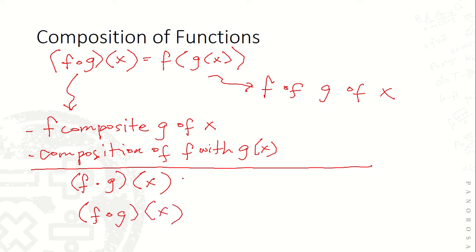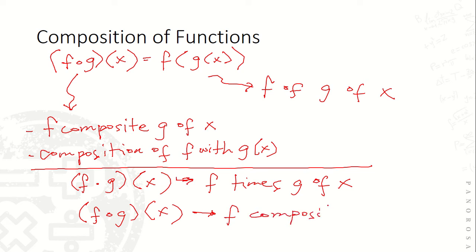So ito ay f times g of x. Ito naman ay binabasa natin na f composite g of x. Okay, so magkaiba yung kanilang circle. Isang shaded circle or shaded dot at saka isang open circle na maliit or open dot.